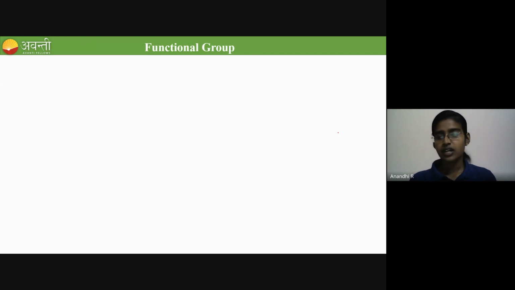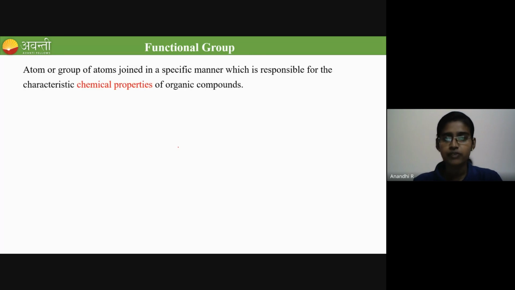Okay, but we cannot write the same statement in exams, no? So there is a specific definition given to you. An atom or group of atoms joined in a specific manner, which is responsible for the characteristic chemical properties of organic compounds, is called a functional group. So why is it called chemical properties? Chemical reaction occurs only in that particular center where the functional group is present. So the reactive part of the molecule is called a functional group. Good. So all of your answers are correct.